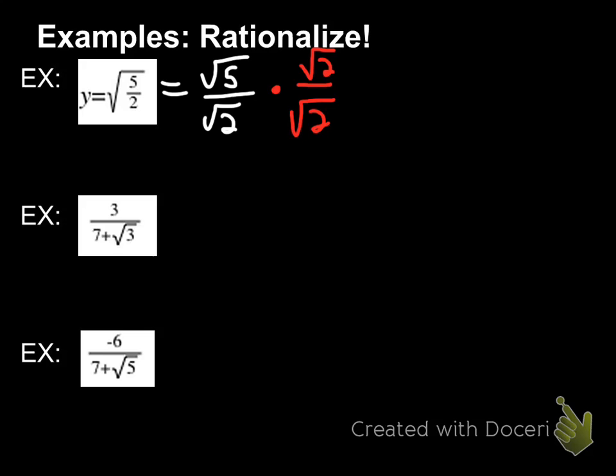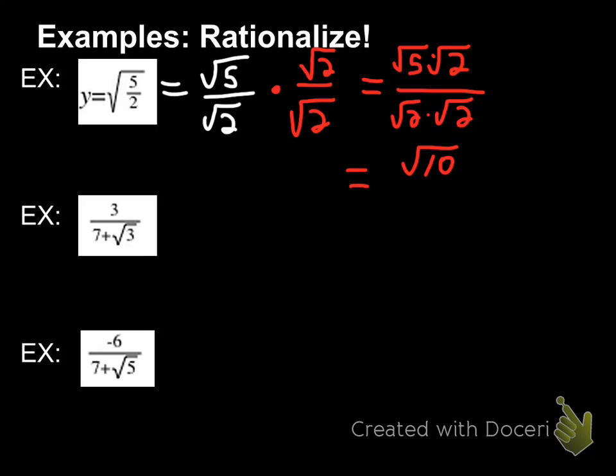On top I get the square root of 5 times the square root of 2. And on the bottom, I get the square root of 2 times the square root of 2. Remember, this means the square root of 10 over the square root of 4, and there's no longer a square root on the bottom, because this is the square root of 10 over 2.